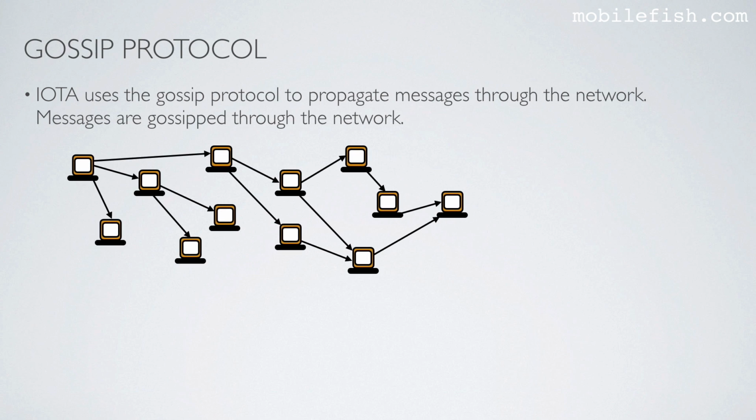IOTA uses the gossip protocol to propagate messages through the network. Messages are gossiped through the network. You know how gossip works. Alice hears a gossip. She tells this gossip to all her close friends. These are her close friends. And these friends tell the gossip to their close friends. This node, for example, will tell the gossip to its close friends, these two close friends, and so on and so on.